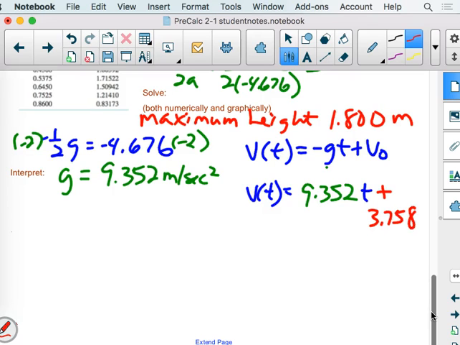So now we have a little formula for v of t. We've got 9.352, and oh yeah, I need the negative in front of that because this was a negative g, there we go, plus that.